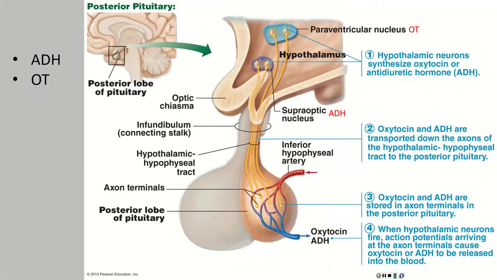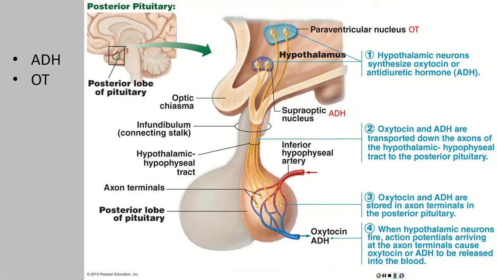So now when you start to see questions, either in lecture or in lab, you have to be very, very careful with how the question is worded. Where is ADH made? It's made in the hypothalamus. Where is ADH stored? It's stored in the posterior pituitary. Where is ADH released from? It's released from the posterior pituitary. So these two hormones, ADH and oxytocin, are made in the hypothalamus, but they are stored in and released from the posterior pituitary.